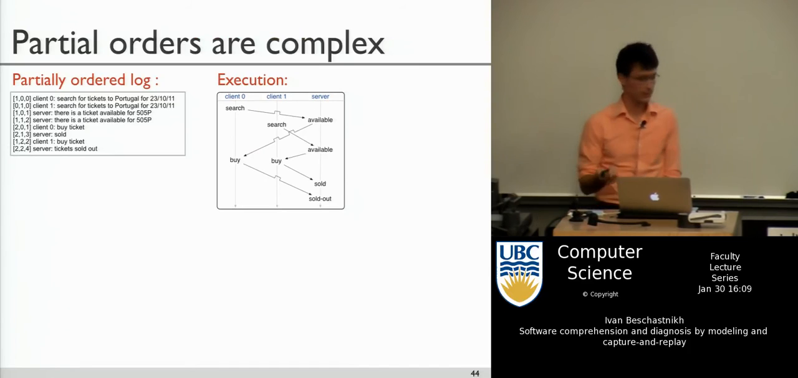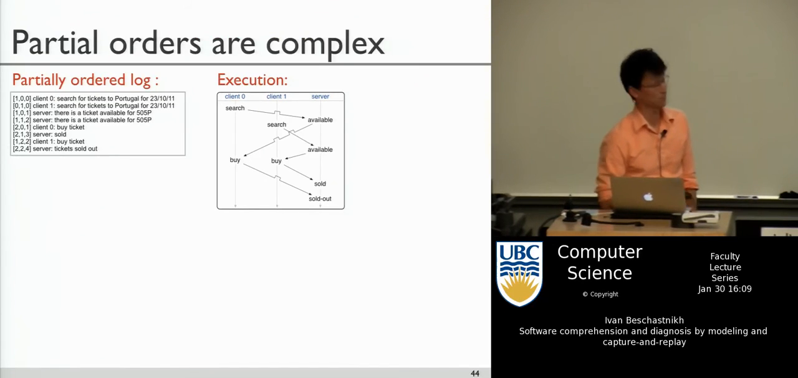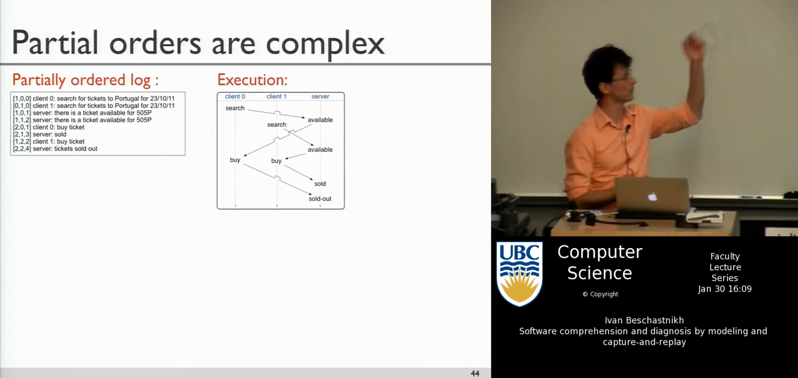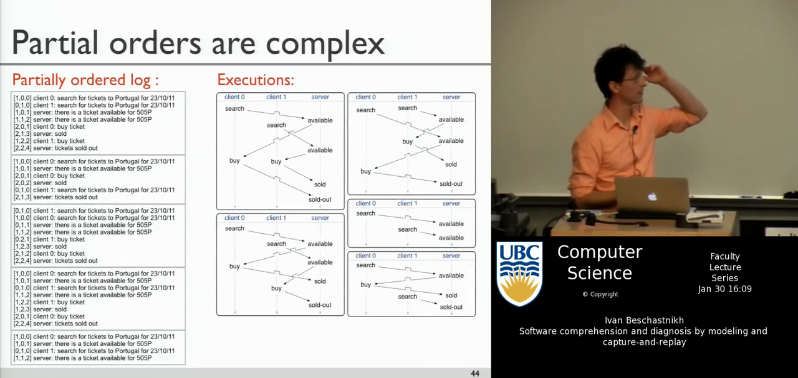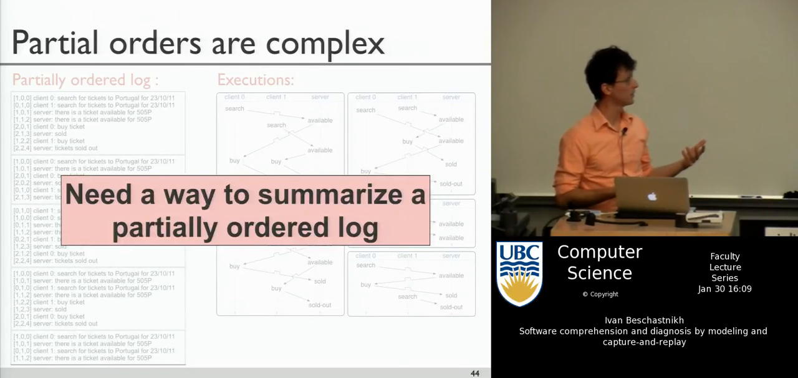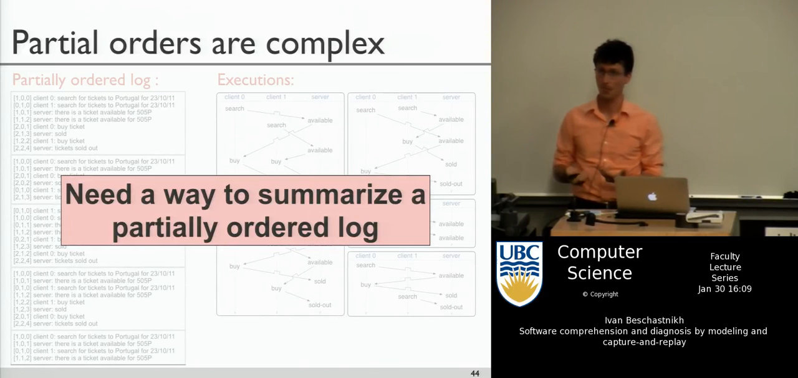So the reason you may want to do this is, again, partial orders are complex. If I have one log, I may be able to visualize it. If I have five executions, it gets more complicated. If I have 30, it gets even more complicated. So you need some way of summarizing this.